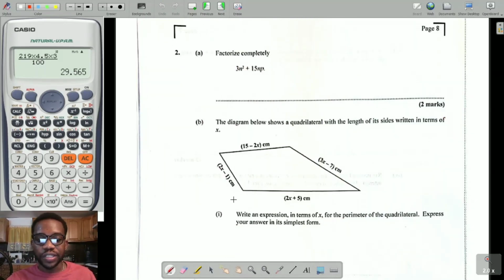Now here we're taking on some algebra, as you can see. And the question here is to factorize completely. Now, this is one of the kind of factorization that is basically the most basic concept. Start with the numbers. What is the highest common factor of 3 and 15? It's going to be 3. You have n squared and you have 15n. N is common, so you can take out an n. We can't take out a p because that's not common.